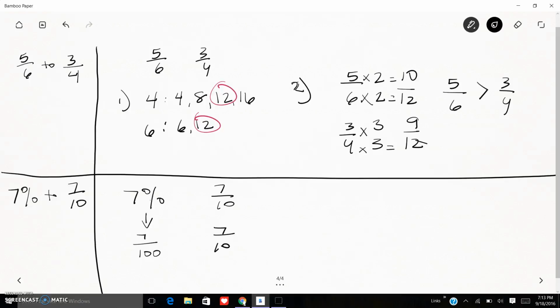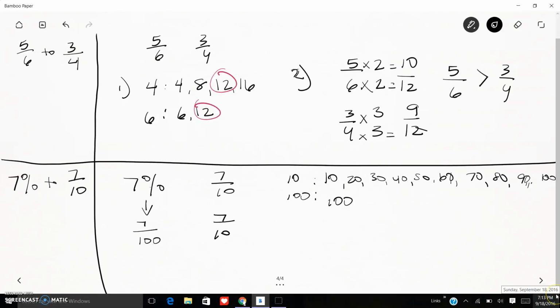Okay, I have 10 and 100, which are not common denominators, so I need to make common multiples. So 10, 20, 30, 40, 50, 60, 70, 80, 90, and 100. Good. Some of you already knew that 100 was going to be my common denominator. So I need to make both of these fractions into 100ths. So 7 over 100 is going to stay the same because my denominator is 100.